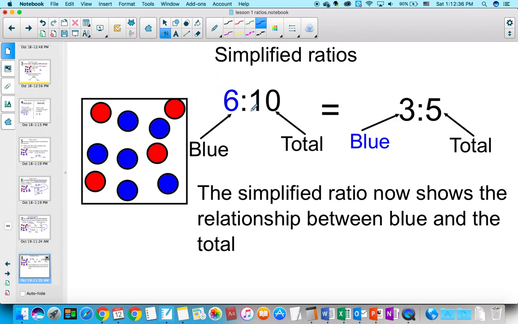So this is the actual hard number, right? There are 6 blue marbles in a total set of 10. So we have 6 blue marbles in a total of 10. And this simplified ratio is telling us the proportion, right? The relationship between the blue and the total number of marbles.